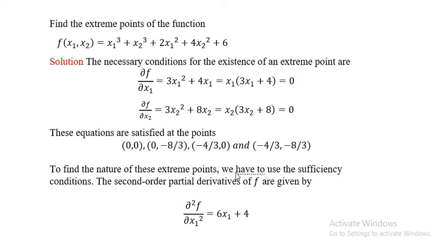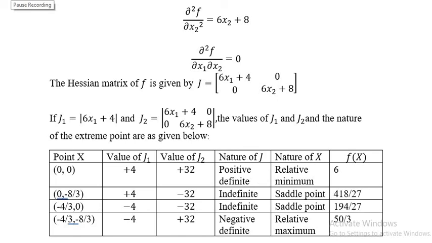To find the nature of these extreme points, we have to use the sufficiency conditions. For that, calculate the second order partial derivatives. That is, dou square f by dou x1 square equal to 6 x1 plus 4, dou square f by dou x2 square equal to 6 x2 plus 8, and dou square f by dou x1 dou x2 equal to 0. Now find the Hessian matrix J and find the principal minors of this matrix, let them be J1 and J2.